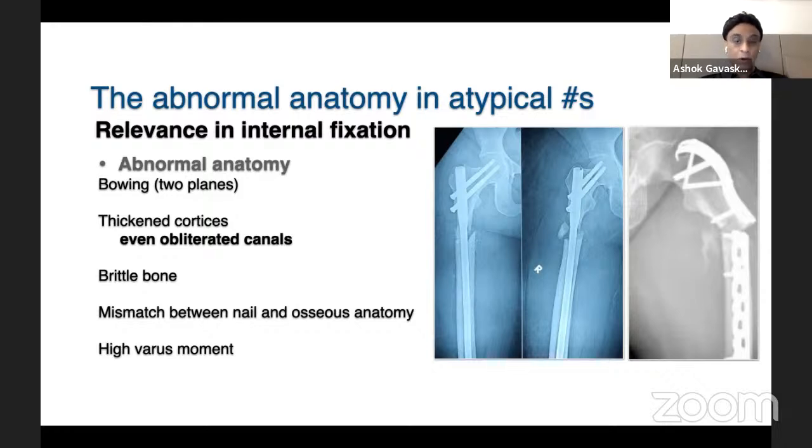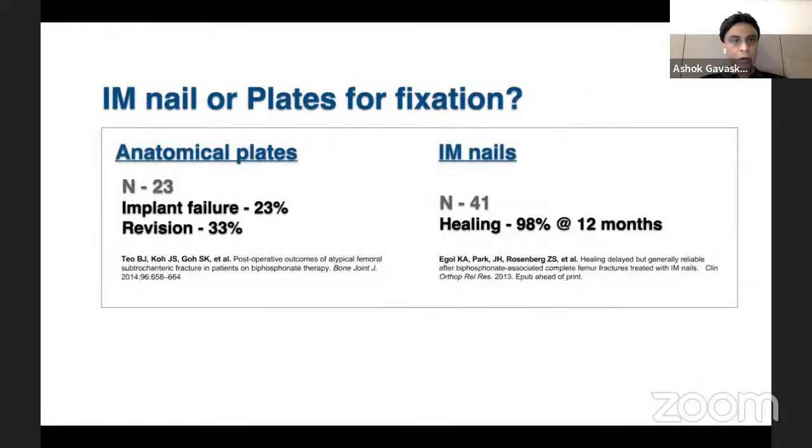Probably not a great option, because these bones have high varus movement because of the bowing. And if you position your plates on the lateral side, they have a high propensity to fail. These fractures also take a long time to heal. And if you plate them, you may have to keep them non-weight bearing or protected weight bearing for a long time, which may not be ideal as well. So what do we use, nail or plates?